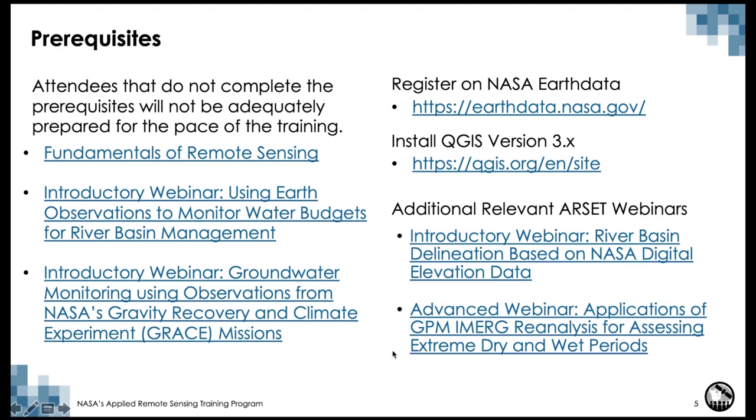There are other relevant ARSET webinars that might be helpful. One is river basin delineation based on NASA digital elevation data. This helps in deciding if you want different levels of watersheds within the river basin. How would you delineate them using the HydroSHEDS tool? That's a useful webinar. Also, there was an advanced webinar working with GPM IMERG precipitation reanalysis data. So these are all useful webinars which can help you towards this current webinar also.